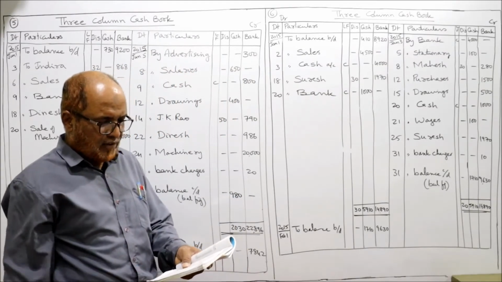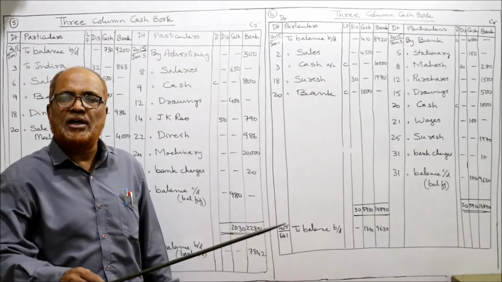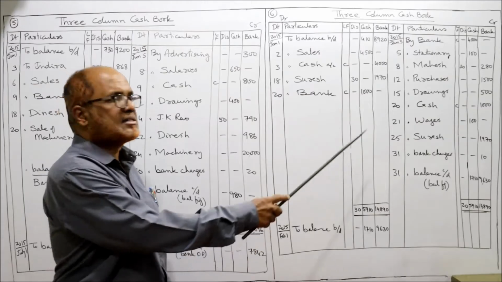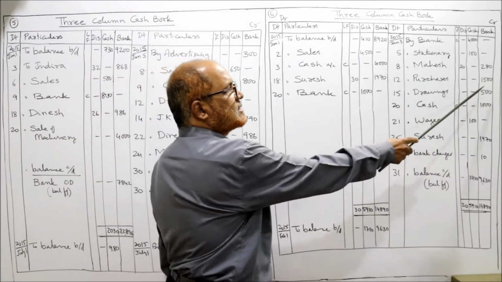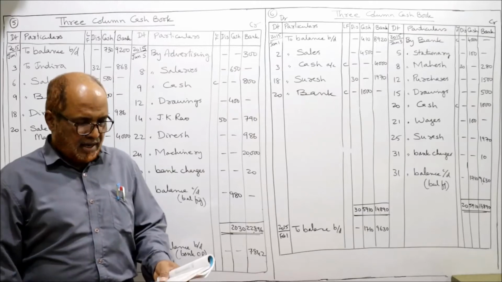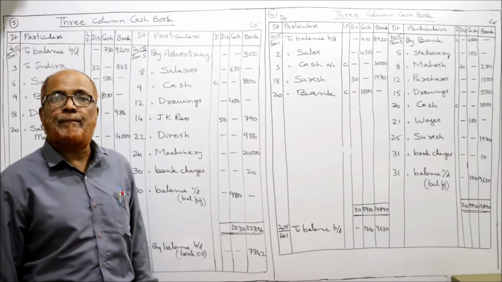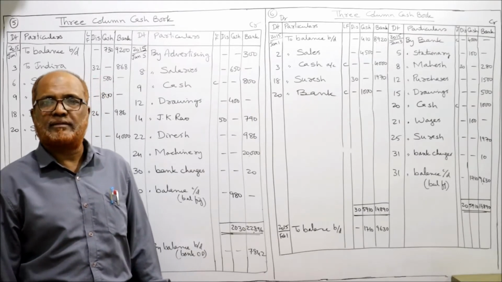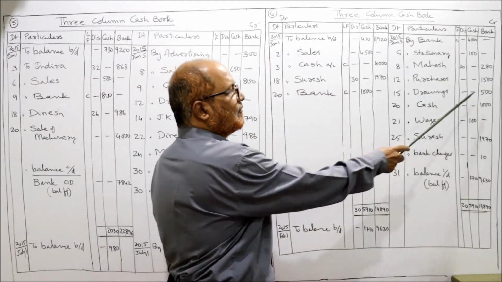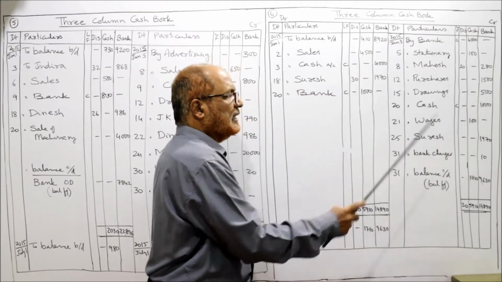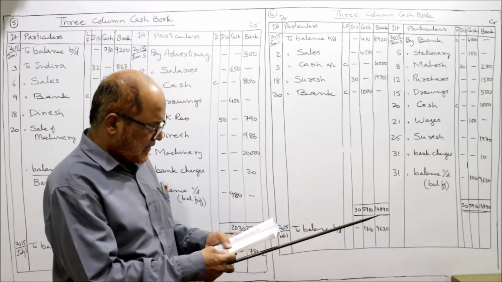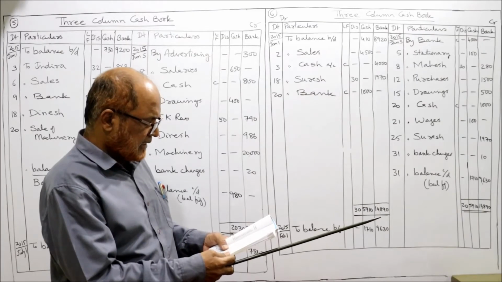Then on the 12th, gave a check for cash purchases. So credit side, by purchases, 1500 rupees bank column. 15th, amount withdrawn from bank for personal use. Drawings. Amount withdrawn from bank for personal use, by drawings, 500 rupees bank column, 15th date.